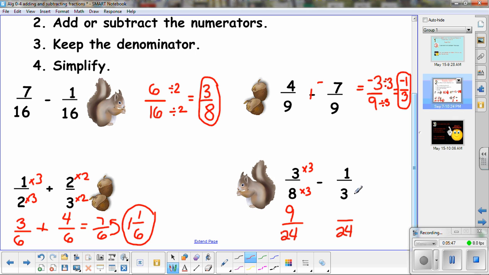And to go from 3 to 24, we had to multiply by 8. So multiply the numerator by 8 as well. 1 times 8 is 8. Now we're going to subtract the numerators. 9 minus 8 is 1. And keep the denominator the same. 1/24 is the final answer.